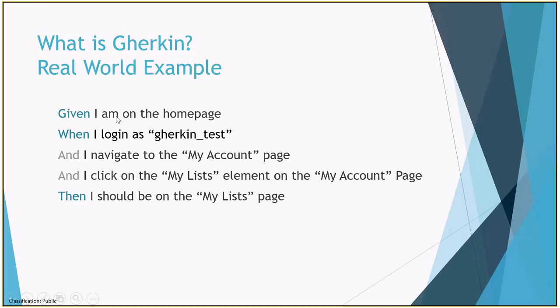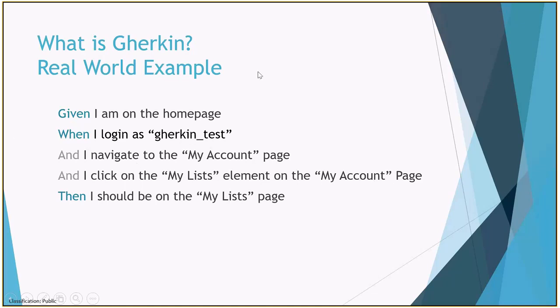And see, this is a real world example that I've taken. Given I'm on the home page, when I log in as Gherkin Test and I navigate to my account. What I've mentioned, and should contain my navigations and my actions. Where to go from this place, which place should I go in that particular application? I should go to my account page. How should I mention? And I navigate to my account page. And I click on my list element on the my account page.